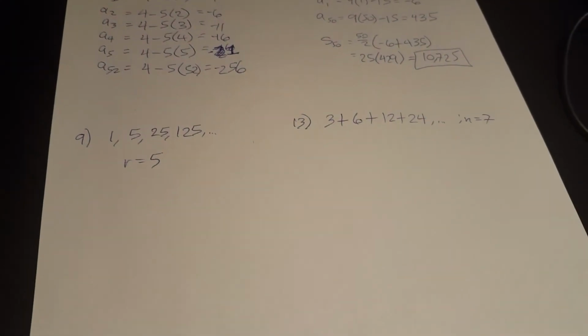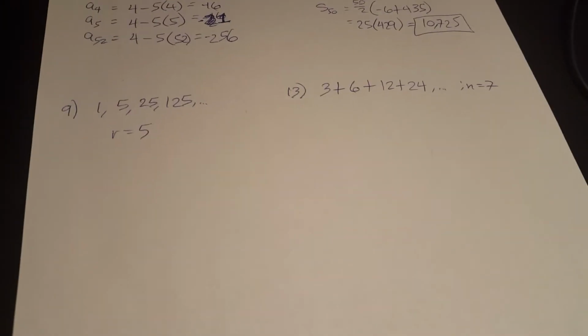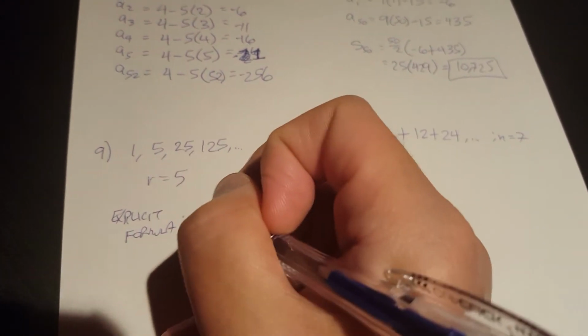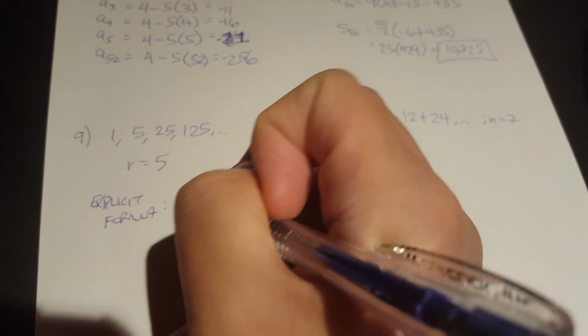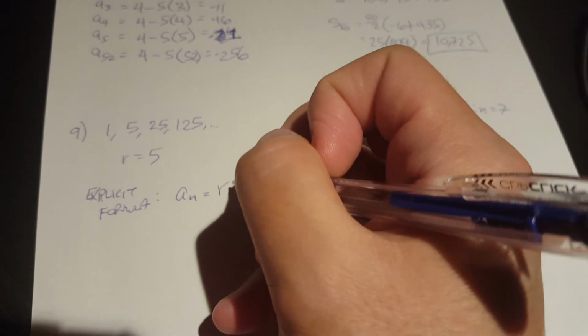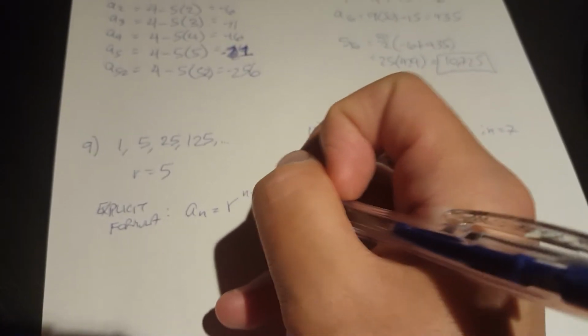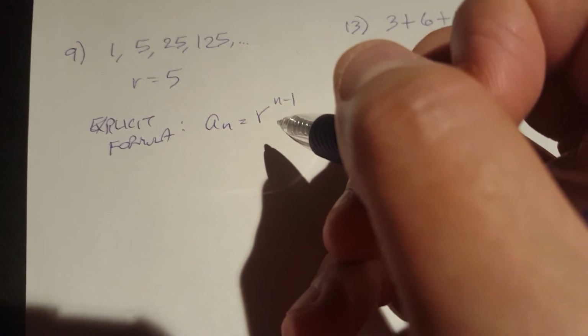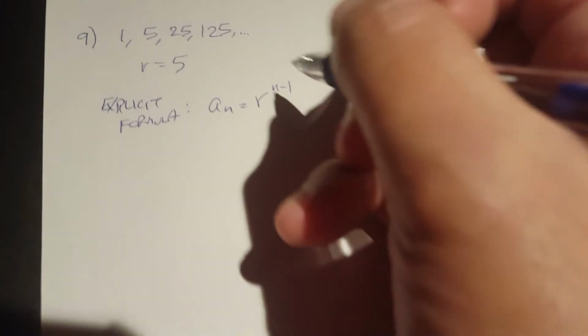And we're going to need to find the explicit formula. Now your explicit formula is not too serious. It's literally just going to be a sub n is going to be that common ratio, r, raised to the n minus 1. And that's it. So here if I plug in the common ratio, I can say that my explicit formula is going to be 5 raised to the n minus 1, and that's it. 5 to the n minus 1.